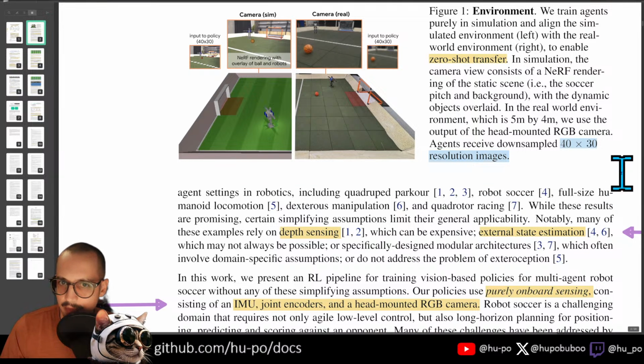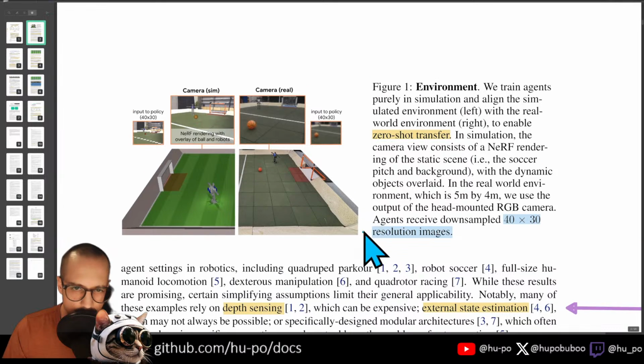In simulation, the camera view consists of NeRF rendering. In the real-world environment, which is 5 meters by 4 meters, we use the output of a head-mounted RGB camera. Agents receive a downsampled 40 by 30 resolution image. So this is a very tiny image, right? Even though this is reinforcement learning being done entirely through vision, which is impressive.